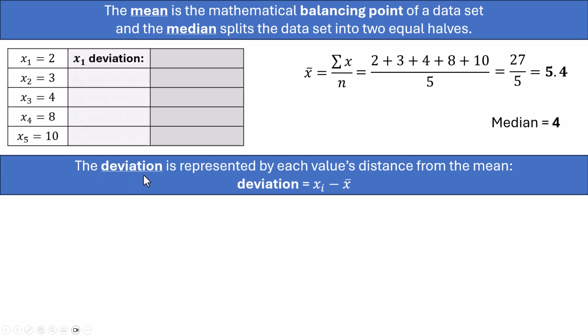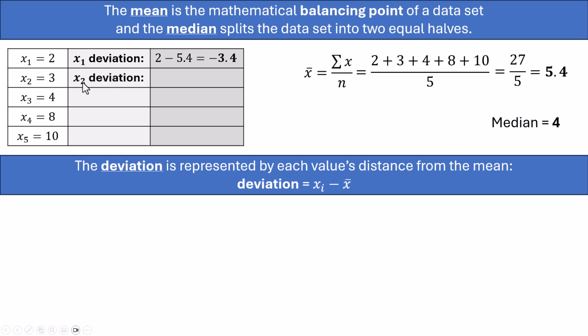So let's go ahead and calculate the deviation for each of our values. The deviation for x1 would take x1 and subtract the mean. So we have 2 minus the mean of 5.4, which is equal to negative 3.4. This means that the value of 2 is 3.4 units below the mean.